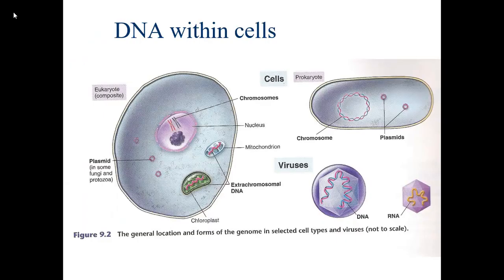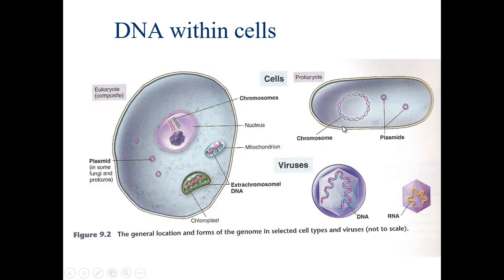So if we have eukaryotic cells over here, then eukaryotic cells have chromosomes which are linear, and their linear chromosomes are encased within the nucleus. They also have chromosomes within their mitochondrion and their chloroplasts. Okay, and some will have plasmids. In some fungi and protozoa, you'll find plasmids as well.